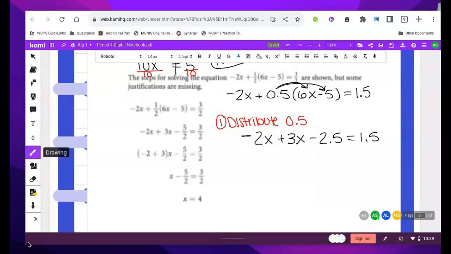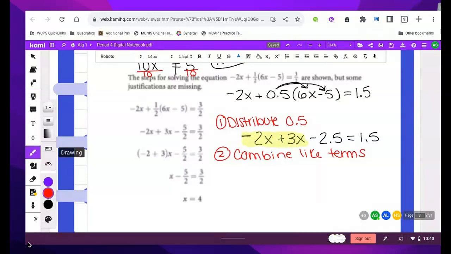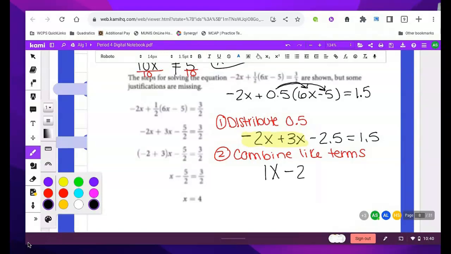All right, step 2, we're going to combine like terms. And remember, like terms have the same variable or no variable at all. So in this case, negative 2x and positive 3x have the same variable. So we're going to add those together. Negative 2 plus 3 gives me positive 1x. And I do nothing with the negative 2.5 and the equals 1.5. That stays the same because I haven't done anything with it.